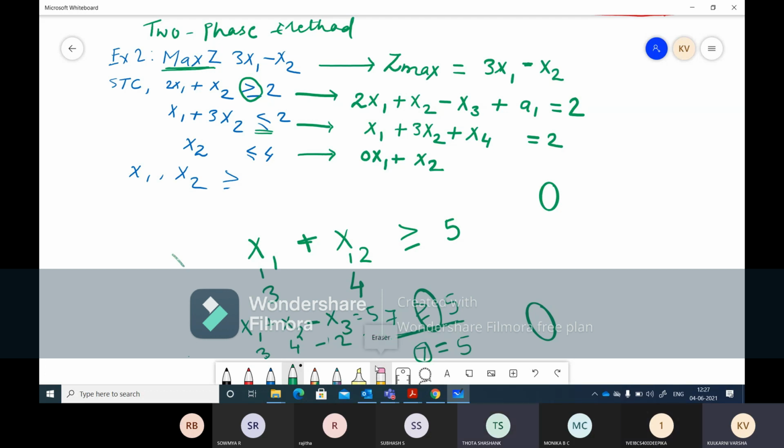Yes, ma'am. Okay, so just always remember: less than or equal to takes a slack variable, greater than or equal to takes a surplus variable, to be subtracted.